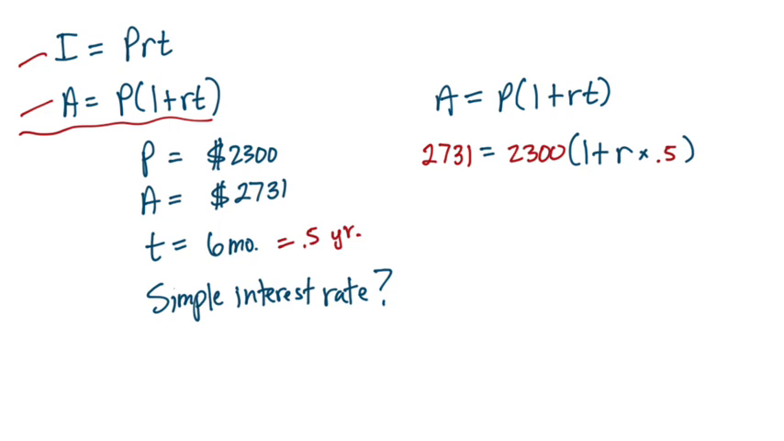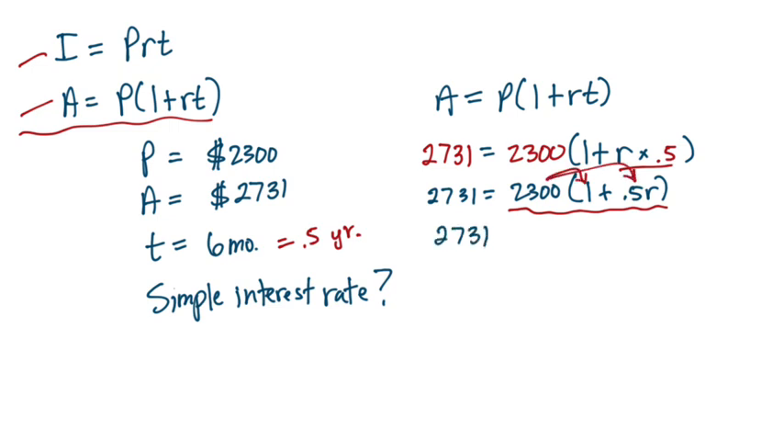Now, first of all, we don't normally write the variable times the number. We have a number times a variable. We would actually rewrite this, and so it'll be in parentheses 1 plus 0.5 times R. And so now it's just a matter of solving this equation for R. The first thing we're going to need to do is distribute the 2,300 and get rid of this parentheses. And so that's what I'm going to do.